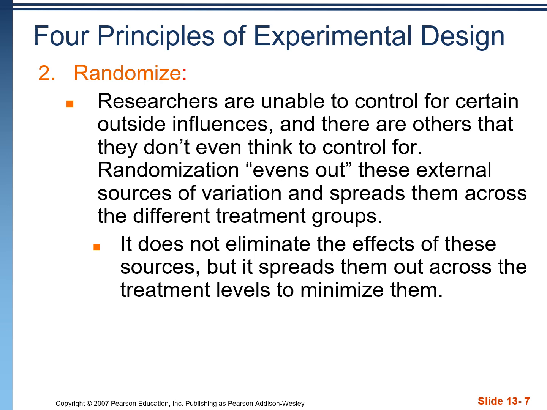Okay, and this randomization spreads out all of these different external sources of variation and it equalizes them. It doesn't eliminate the effects of these sources, but if we're randomizing which plots get which fertilizers, it should spread them out to minimize the effect that it has on a response variable.